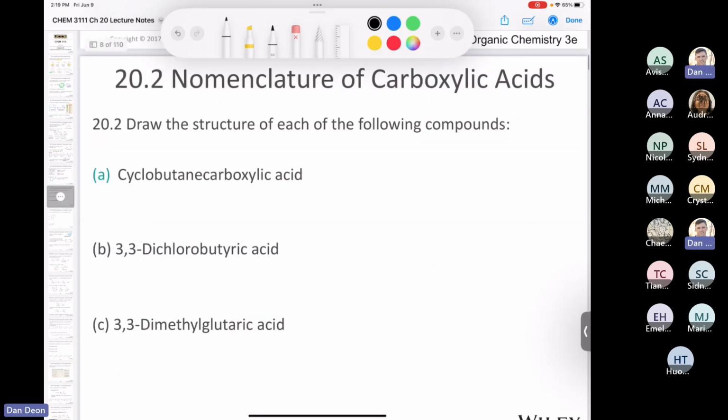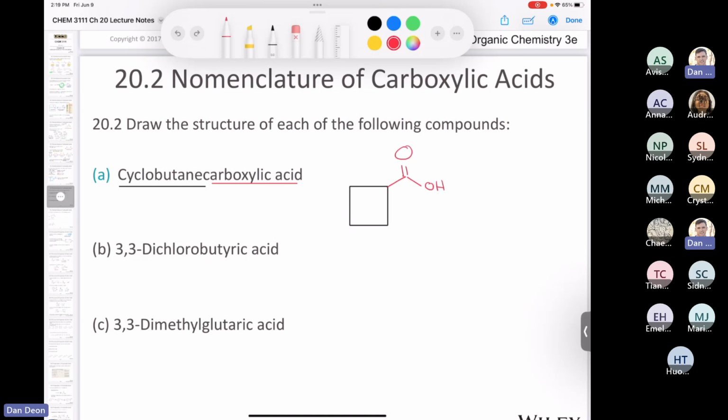All right, next one. Students usually like these problems where I give you a name and then you just draw the compound. So the first one is cyclobutane carboxylic acid. So we'll start by drawing a cyclobutane. So that's just a square like that. All right, and then carboxylic acid. We just put our carboxyl group on here. So there we go. And something like this, and we're done.